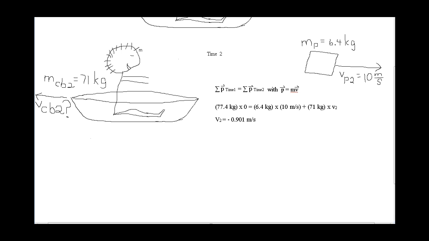We finish up with the velocity for the child in the boat at the moment immediately after the package is thrown being negative 0.901 meters per second. That matches our expectation that the boat would jerk backwards if the package were thrown forwards, that negative sign giving us the directionality that we were expecting.